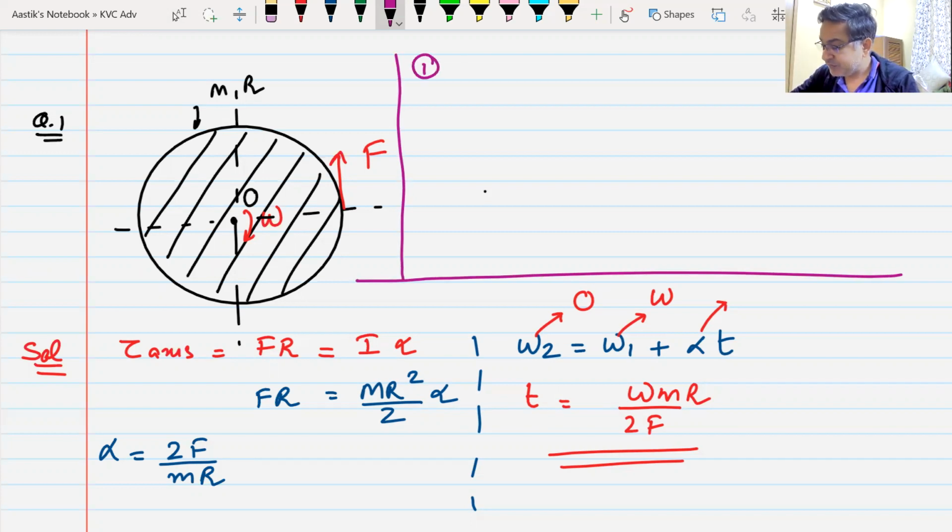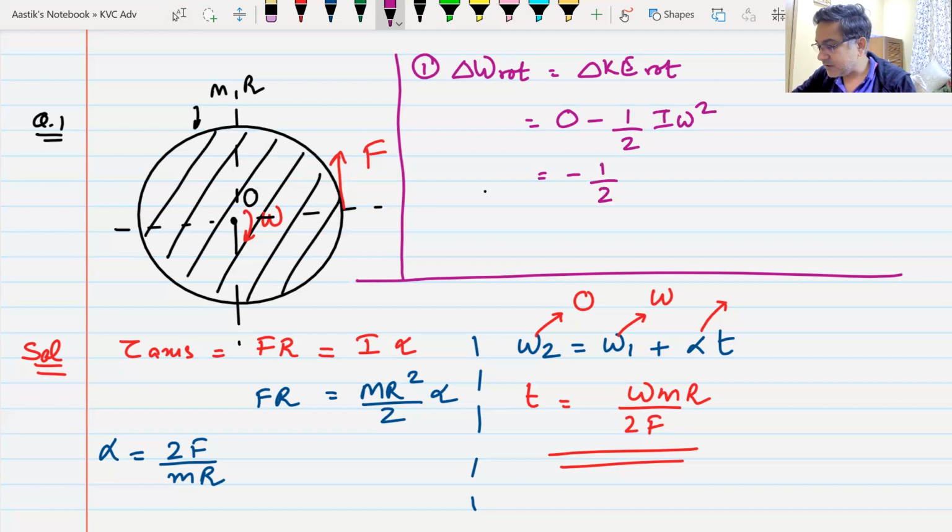Way number one: work done by all these rotational forces is the change in rotational kinetic energy. Final kinetic energy is 0. Initial kinetic energy is half I omega square. So work done will be minus half I omega square, where I is m r square. That is the first way of doing this question. Do we understand this? It was not difficult, it was simple.